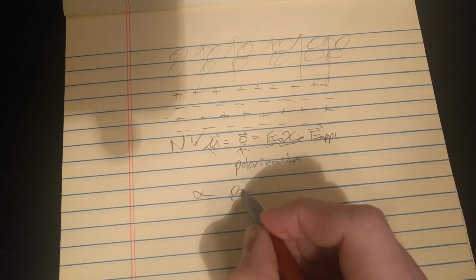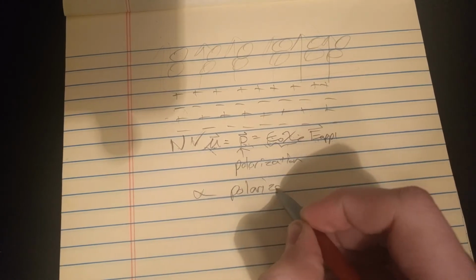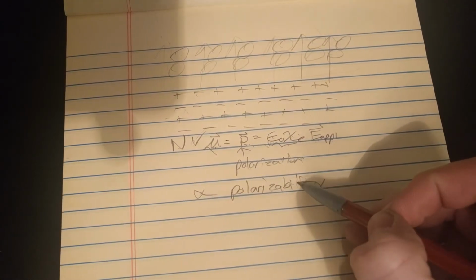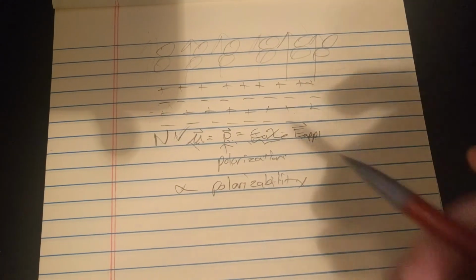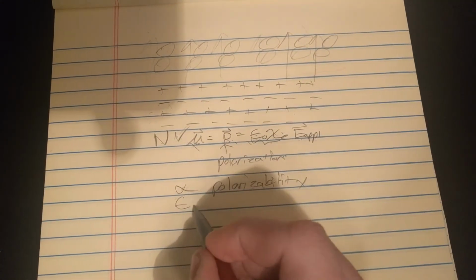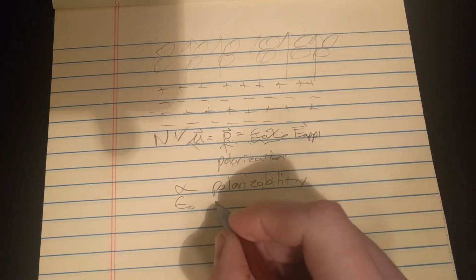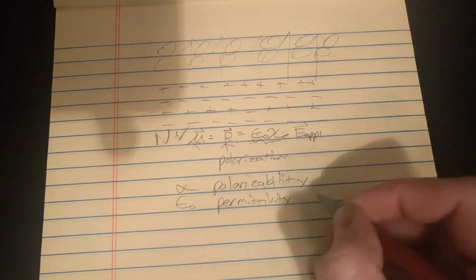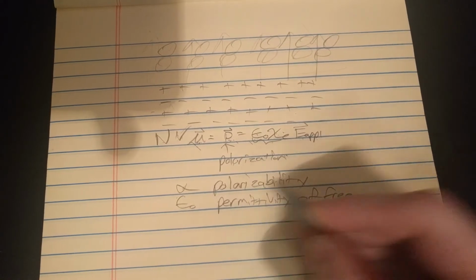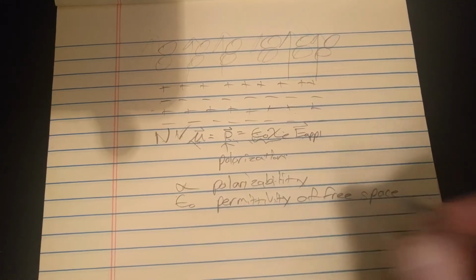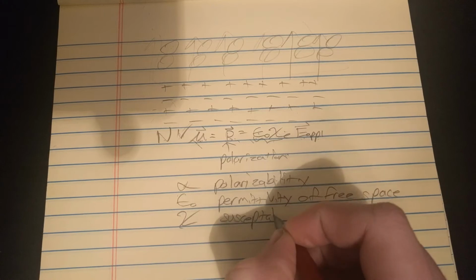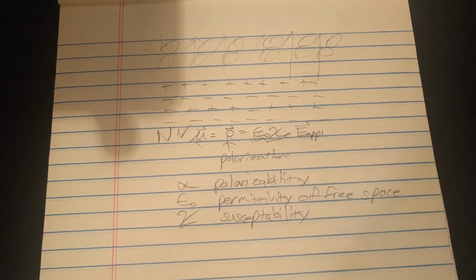Now alpha is the polarizability. Notice it's different than polarization. They look very similar, they're spelled pretty similar, but they're different. And this epsilon naught here, this is called the permittivity of free space. So the naught represents free space, and this chi here is called the susceptibility. Okay?